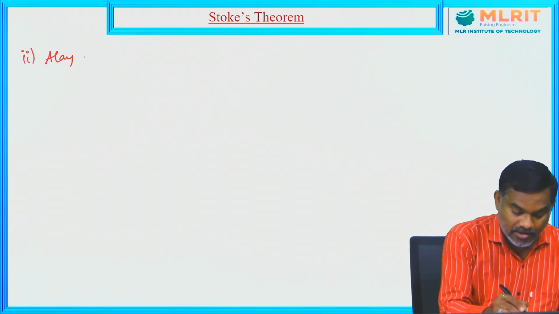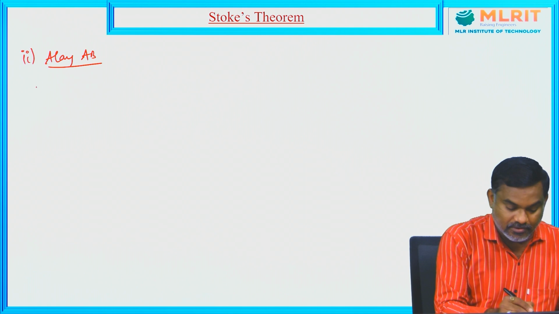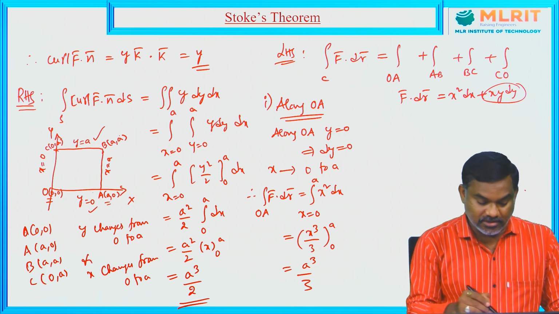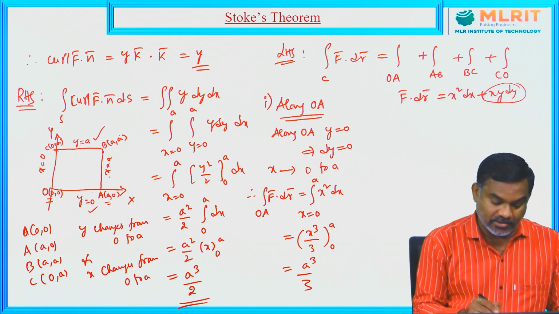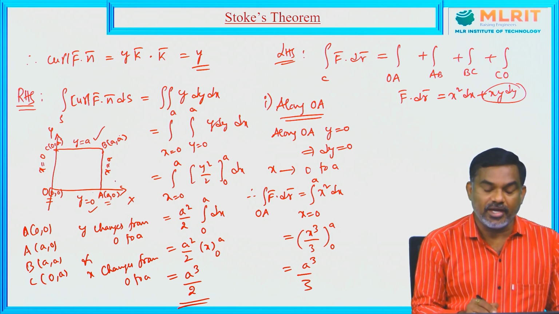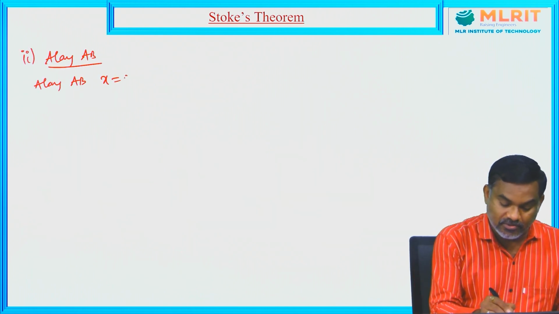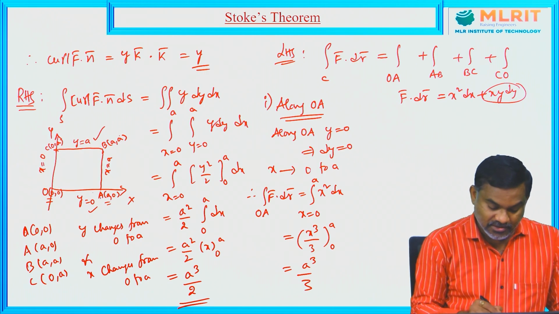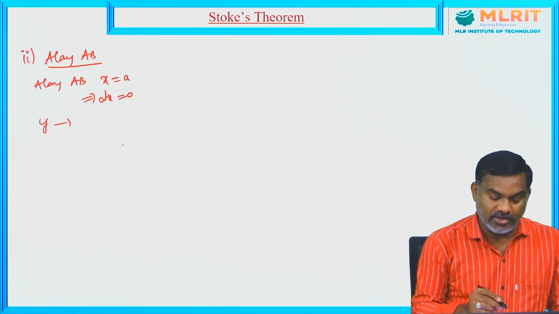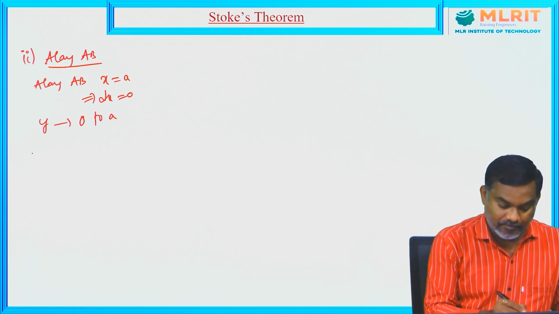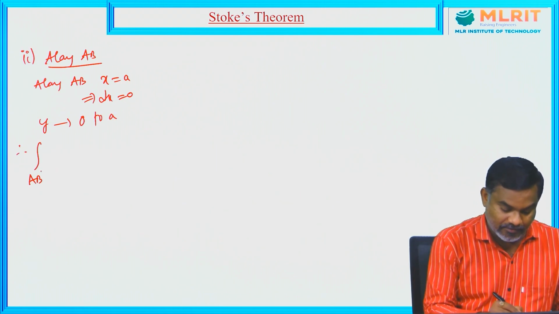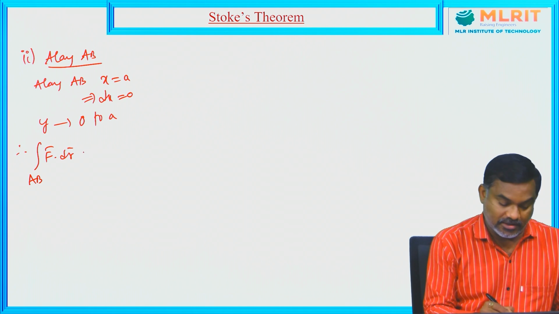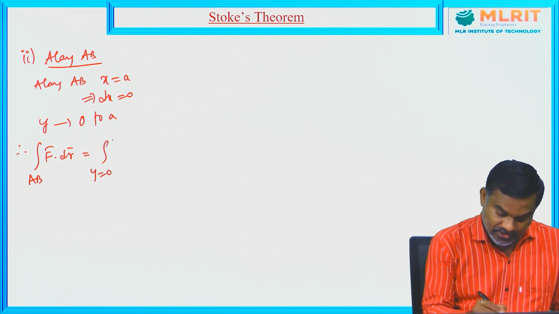Along AB, what we can observe in this square is that the value of x is fixed, x equal to a. So along AB x equal to a, and if x is a constant, dx will be 0 and y changes from y equal to 0 here, whereas here y equal to a. So 0 to a. Therefore along AB, f bar dot dr bar is equal to y from 0 to a.